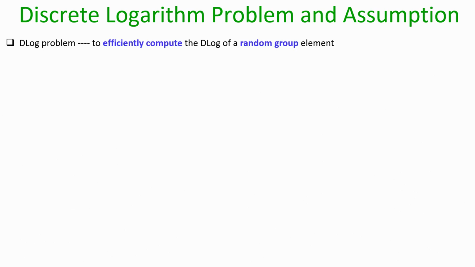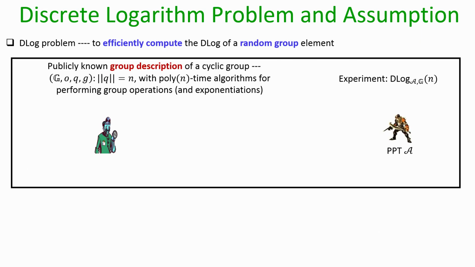So, let us first begin with the discrete log problem and the discrete log assumption. The discrete log problem is basically that you have to compute efficiently the discrete log of a random group element, where you are just given the description of the generator and a random element from the group. So, this is modeled by an experiment played between a computationally bounded adversary and a hypothetical verifier of the experiment, where the description of a cyclic group is publicly known.